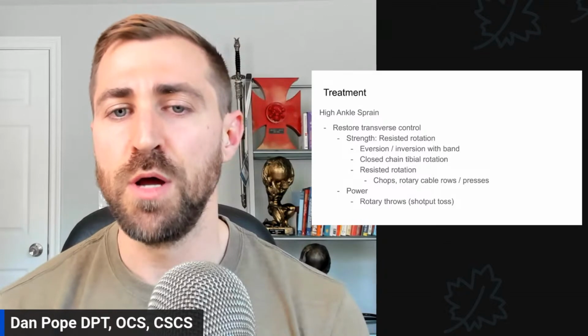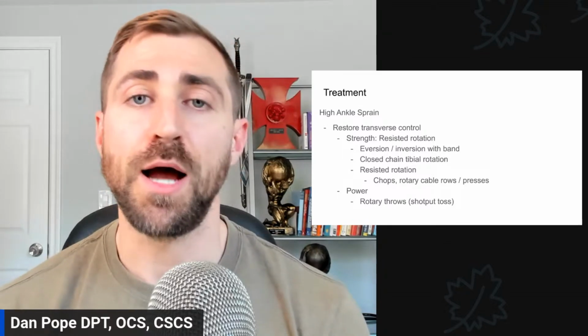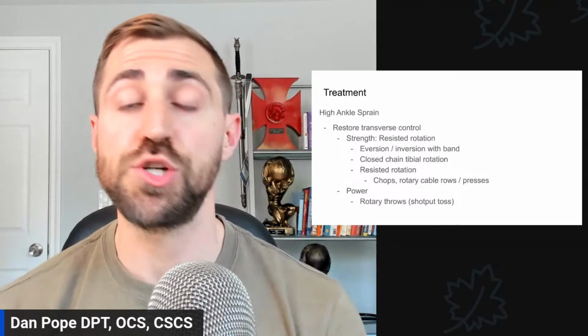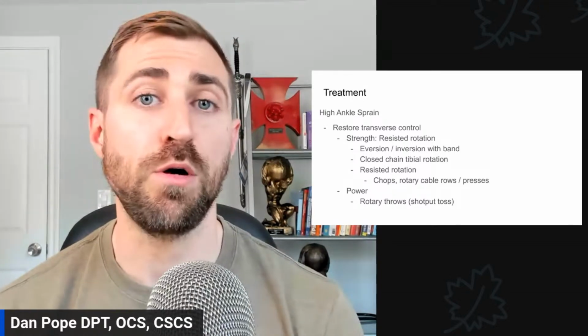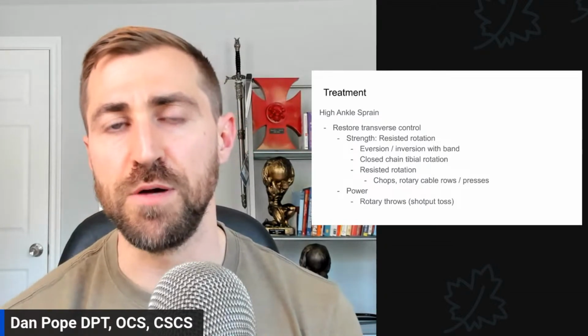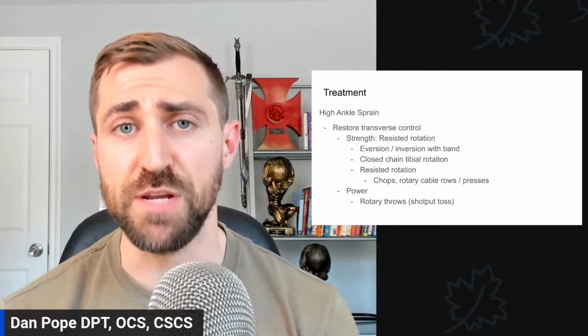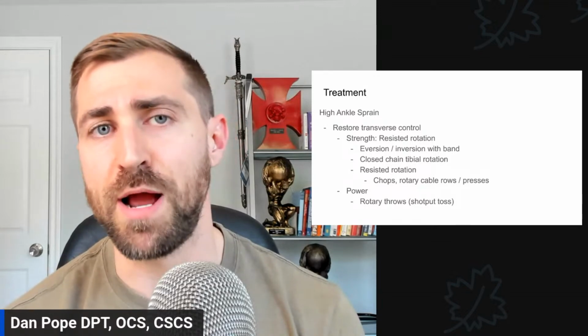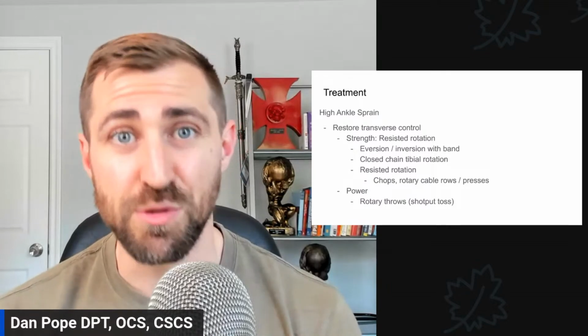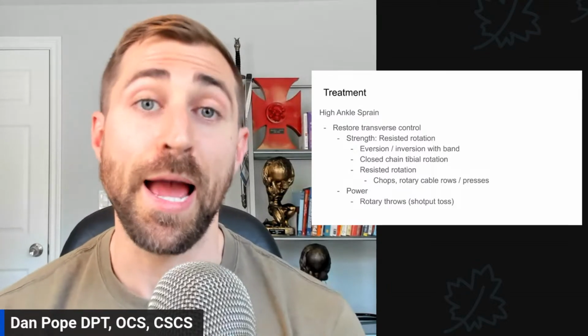But largely, I do closed chain tibial rotation, or resisted supination, pronation, inversion, eversion, whatever you want to call it. But as opposed to taking the band and putting it around the front of the foot and then doing your resisted eversion, inversion, you actually put the band around the heel, fix the front of the foot to the ground, and then go into tibial internal rotation and external rotation.